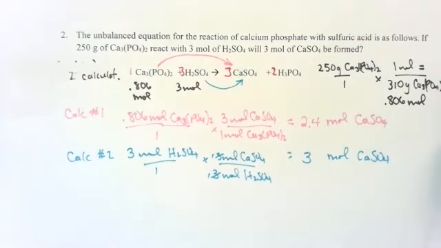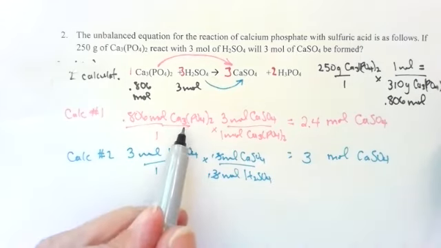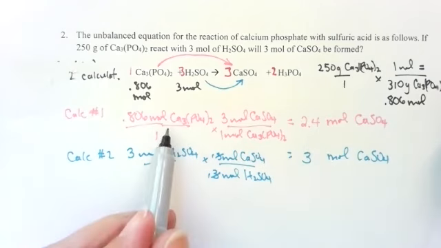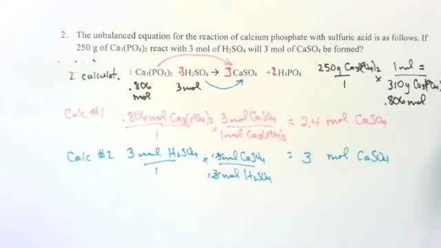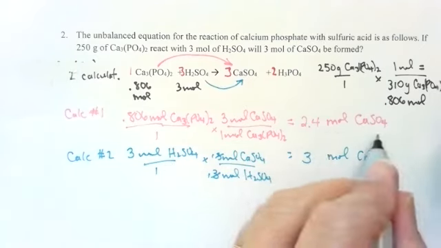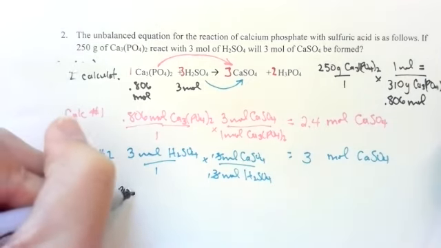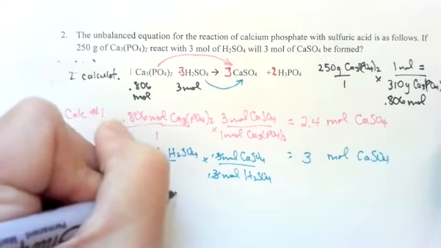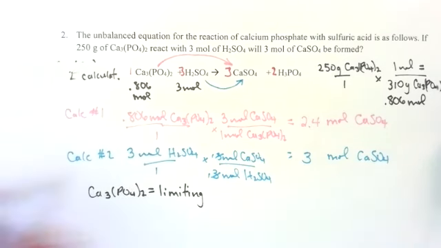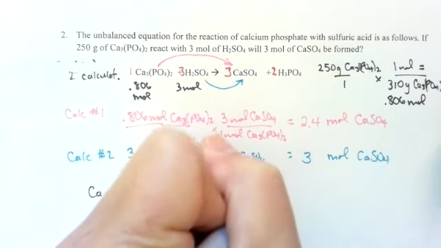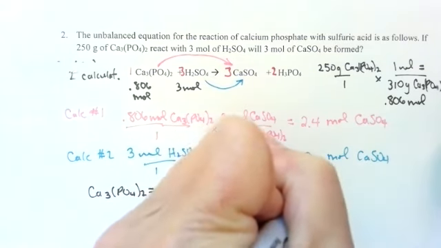So look at this, and can you tell me which one is limiting and which one is excess? Hopefully you said that the calcium phosphate is going to be limiting because I'm only going to be able to make 2.4 moles of my product with this much. I'm going to have leftover sulfuric acid. So having a smaller amount of that calcium sulfate means that Ca3(PO4)2 is going to be my limiting reactant. And it means that my sulfuric acid is going to be my excess.